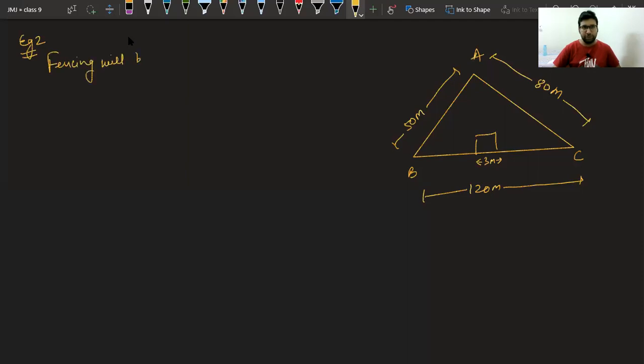Fencing will be done in how much? Yes, beta Kamal Jot. It will be done as 50 meter, that means this complete side, plus AC, that is 80 meter, and 120 meter on the third side, but we have to leave a portion of 3 meter.